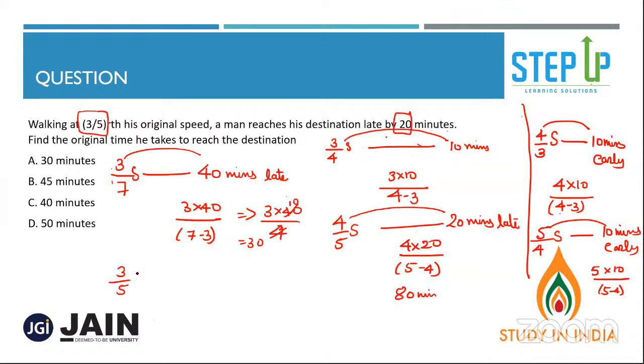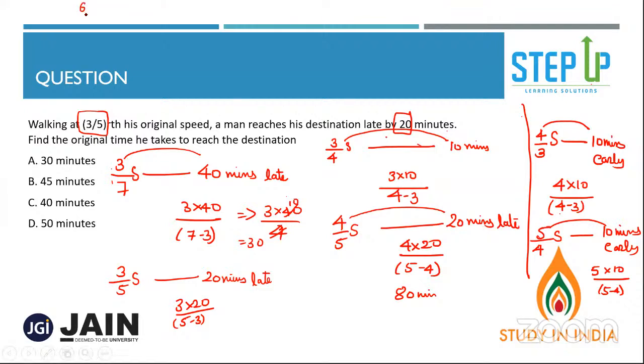3 by 5 of usual speed, a man is reaching 20 minutes late. So your answer will be 30 minutes: 3 into 20 by 5 minus 3. Same thing, 5 minus 3.